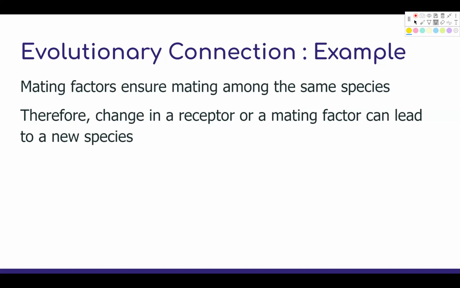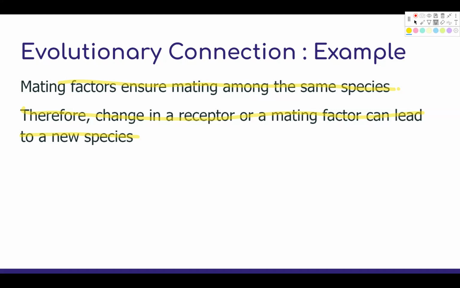here's where our evolutionary connection comes in. A species, biologically, is a group of similar individuals that can mate and produce fertile offspring. That's the biological definition of a species. So, if these mating factors ensure that mating happens within a species, then a change in the receptor or a change in the mating factor itself could lead to a new species, right?